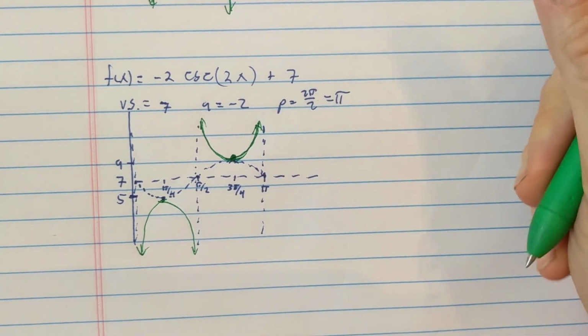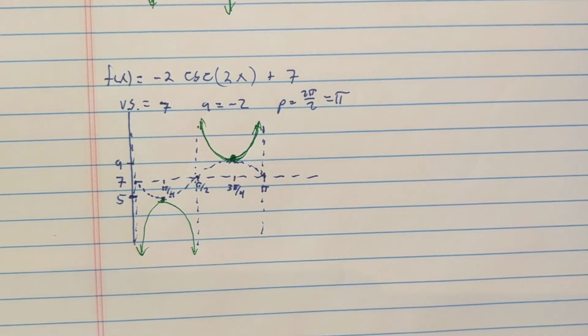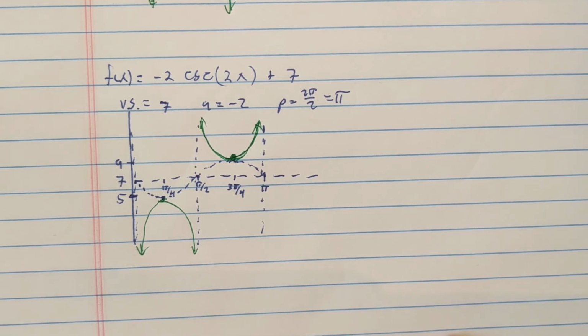And that's it, and we're done. So that is cosecant and secant. We will then do tangent and cotangent next.